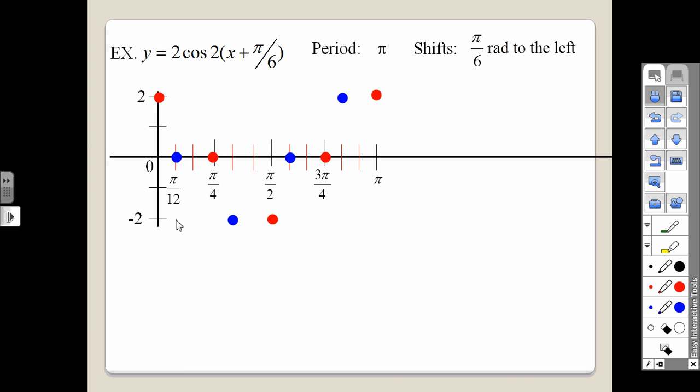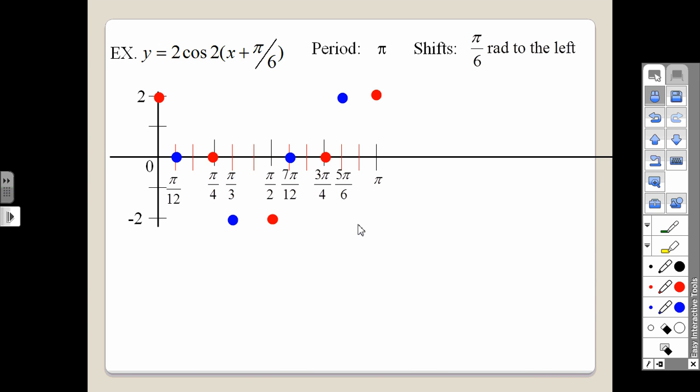So you can count by pi over 12. So this is 1 pi over 12, 2 pi over 12, 3 pi over 12. So this is going to be 4 pi over 12, which is pi over 3. So this is 5 pi over 12, 6 pi over 12. This is going to be 7 pi over 12. This is 8 pi over 12, 9 pi over 12. This is 10 pi over 12. And so now we have all those points that we needed.